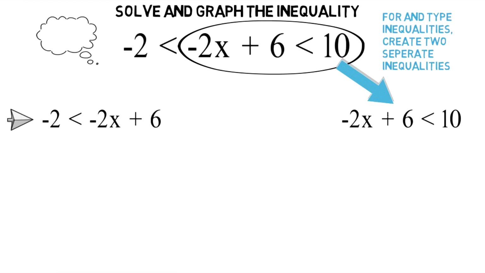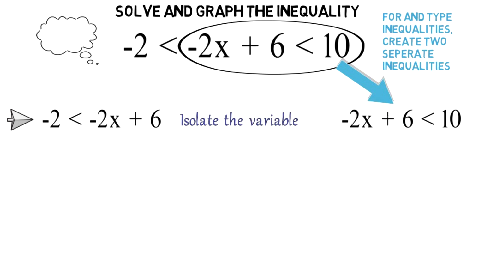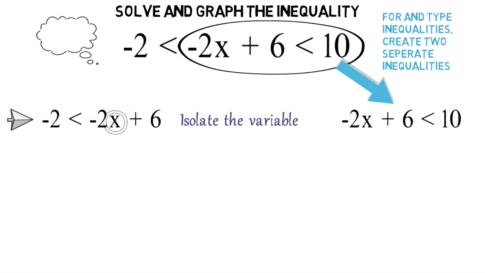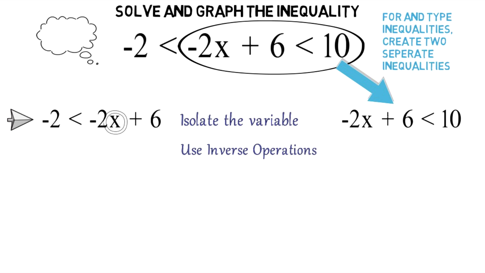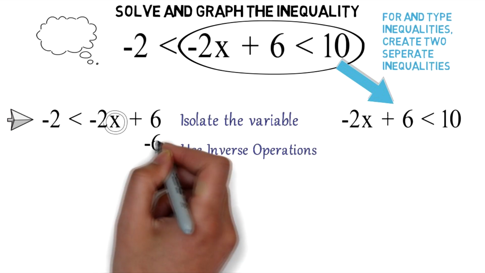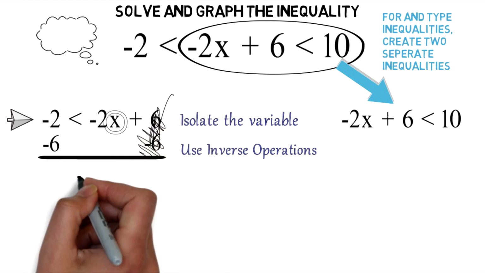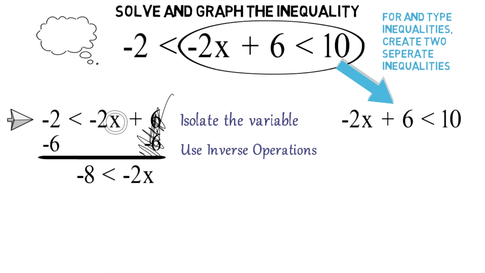Now let's focus on the first inequality. What we want to do first is isolate the variable. So let's identify the variable, and then we're going to use inverse operations. Let's subtract 6 from one side, and then we have to subtract 6 from the other side. They cancel each other out, and you're left with -8 is less than -2x.